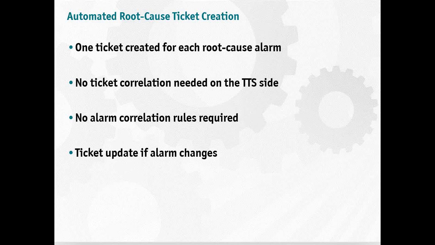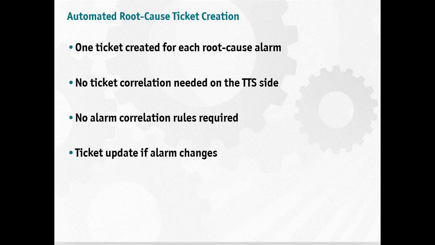This means that there is no need for correlation on the trouble ticketing system side, which also saves a lot of effort because you don't need to define any alarm correlation rules on trouble ticketing system side. And as I mentioned earlier, you don't even need to define them in StableNet because we discover all dependencies automatically.